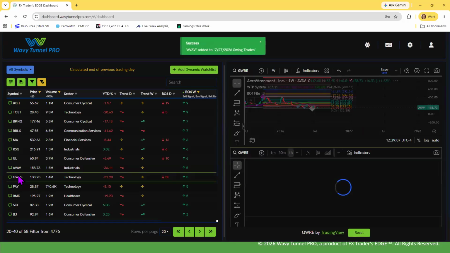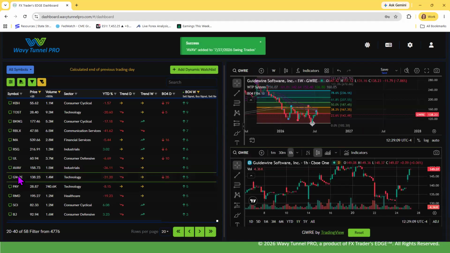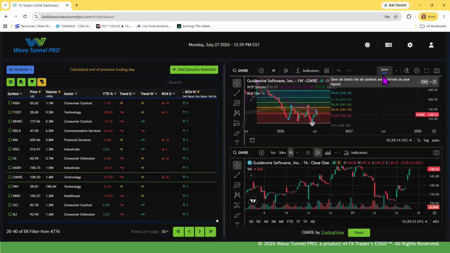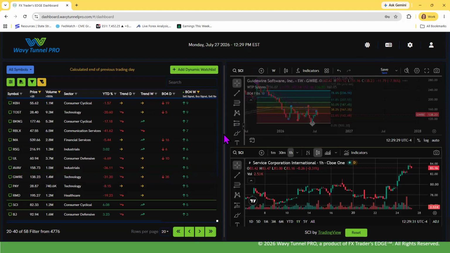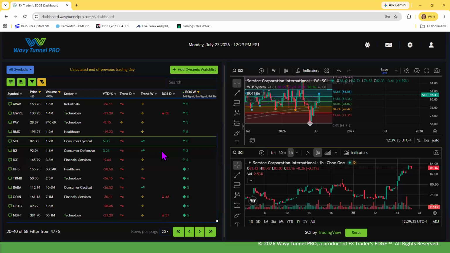Okay, we'll look at a few more. You know what I'm going to do? I want to look at the ones where the weekly trend is green and not sideways. So I'm going to skip down to this one, because that's what I really want to see. Okay, where it's green.